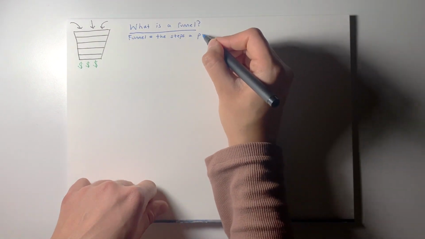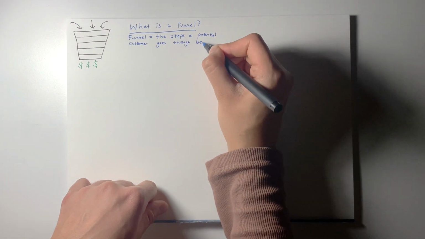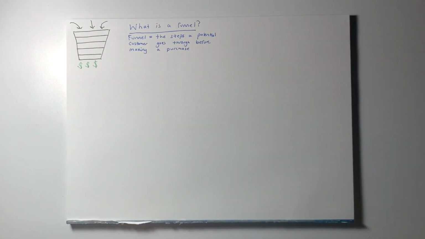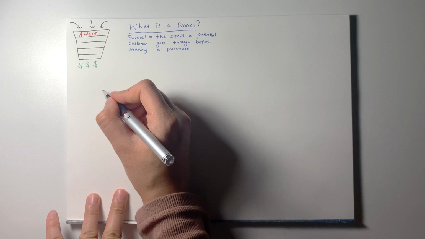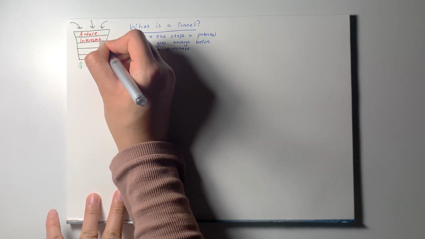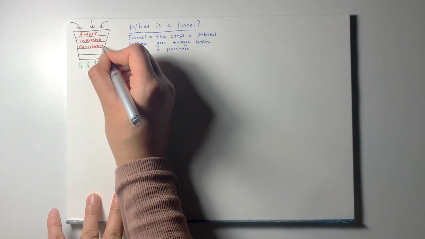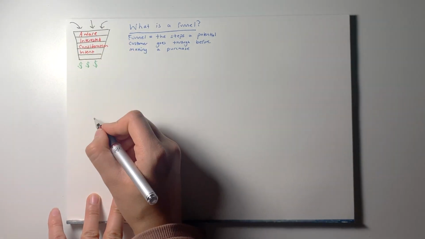A funnel represents the steps a potential customer goes through before making a purchase. There are generally 5 phases a potential customer experiences. First, they become aware of your product or service. They then become interested. They put it into consideration, they develop the intent to purchase, and eventually they make the purchase.